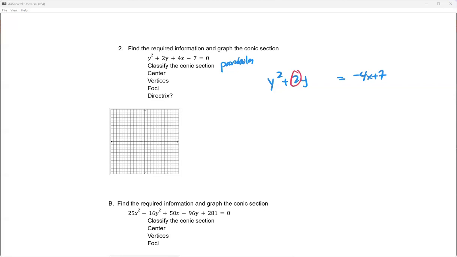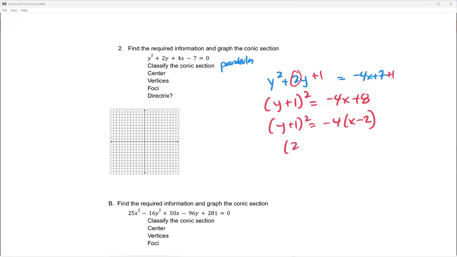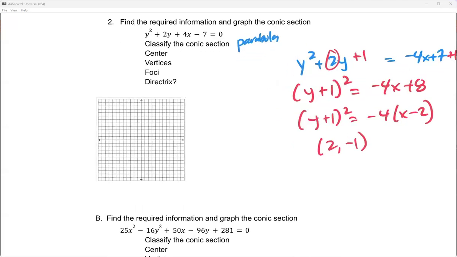Divide the 2, square it, complete the square, so it'll be add 1. I'm going to add 1 to this side here. So it would be what? y plus 1 squared is equal to negative 4x plus 8. Are we good? So it'll be y plus 1 squared is equal to negative 4 times x minus 2, right? So our center is 2 comma negative 1, or our vertex at least is 2 comma negative 1. 1, 2, negative 1 right here.